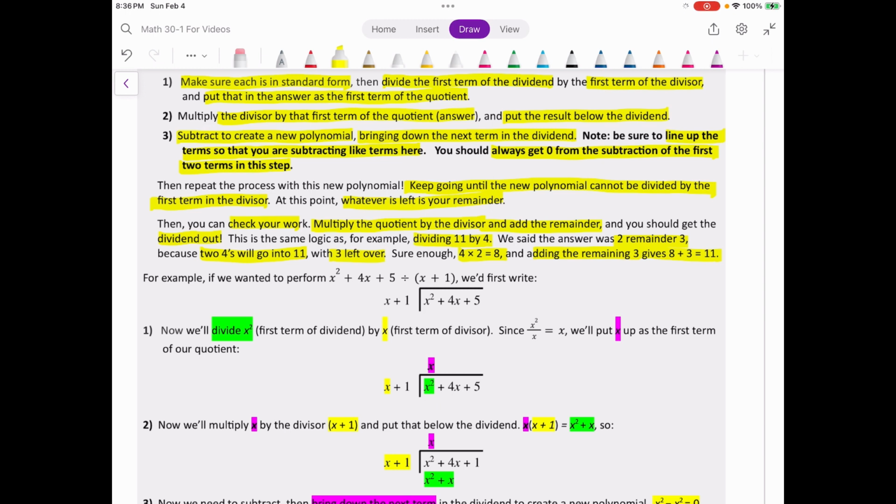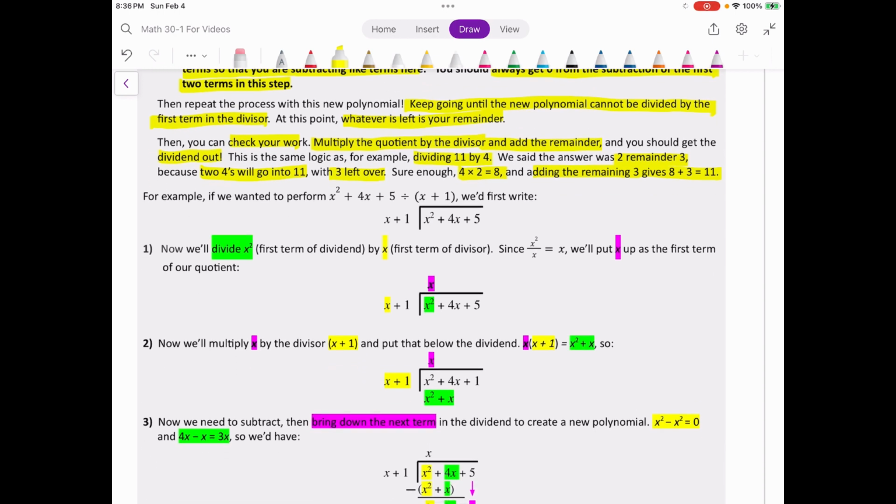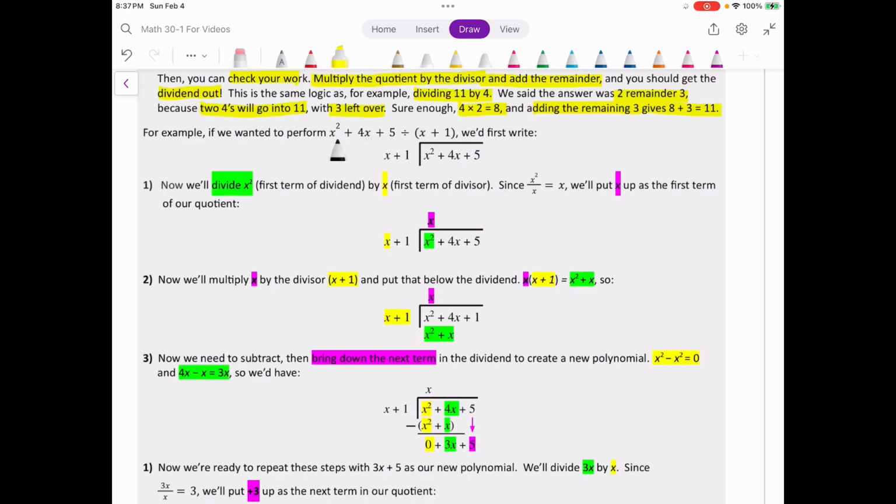Okay, so let's try this out here with a written out example for us where we can follow these steps in action. So let's say we wanted to divide this trinomial x squared plus 4x plus 5 by this binomial x plus 1.